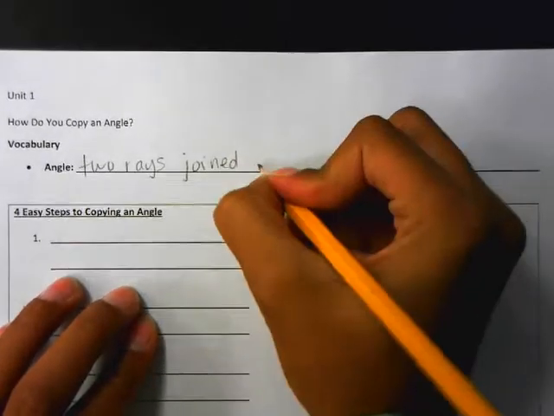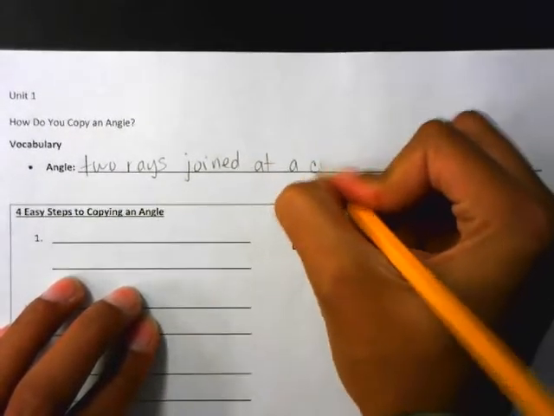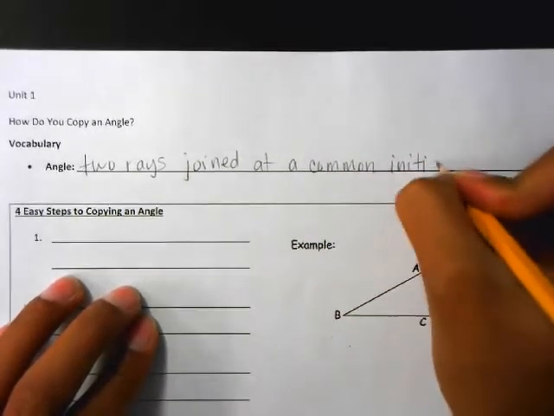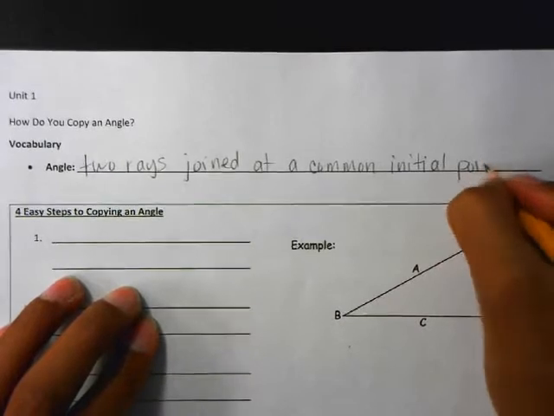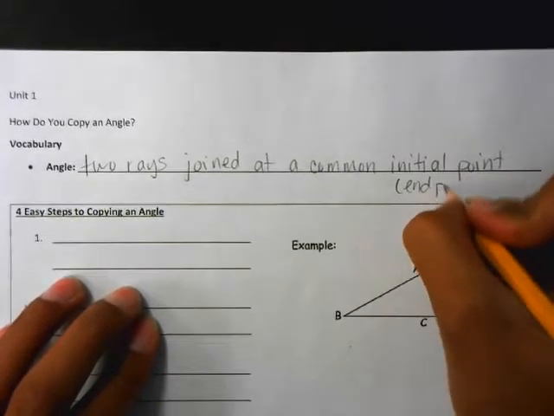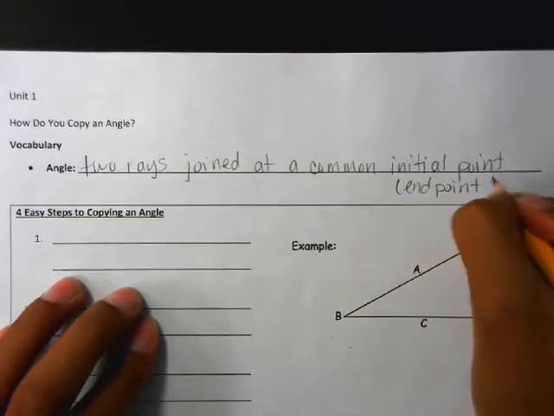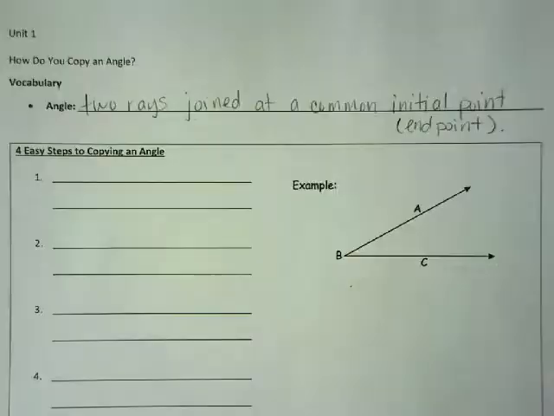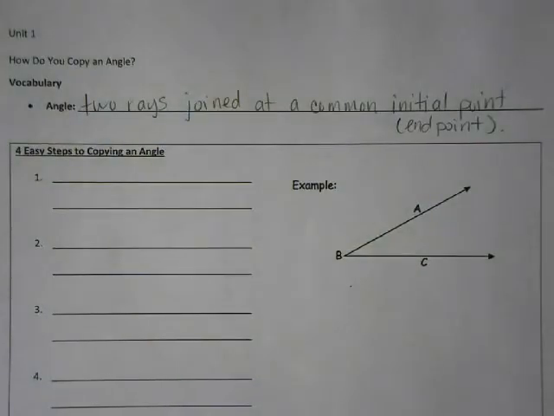Okay, so two rays join at a common initial point. And sometimes some people might call that common initial point the endpoint. Alright? So for this one, we have 4 steps. There are 4 steps that we need to know how to do in order to copy an angle.